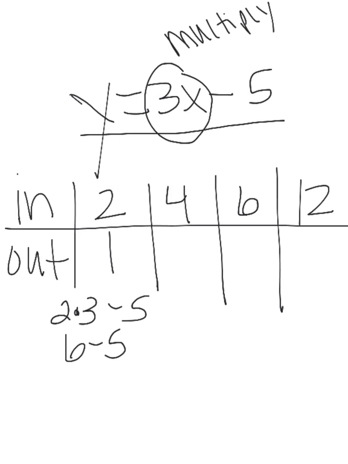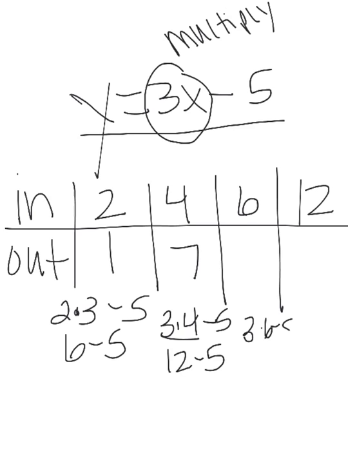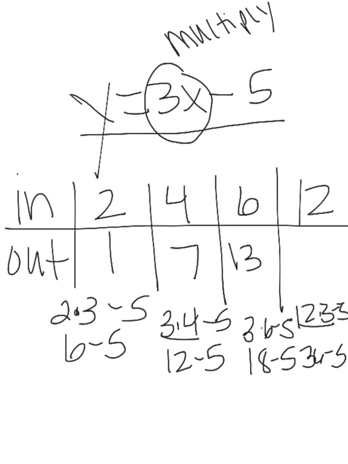Okay, same thing with the next one. 3 times 4 minus 5. 3 times 4 is 12. 12 minus 5 is 7. Okay. 3 times 6 minus 5. 3 times 6 is 18. 18 minus 5 is 13. Okay. And then the last one, 12 times 3 minus 5. 12 times 3 is 36. 36 minus 5 is 31.